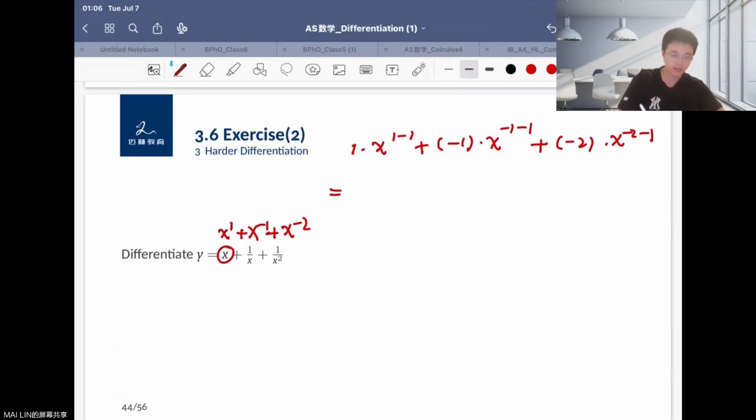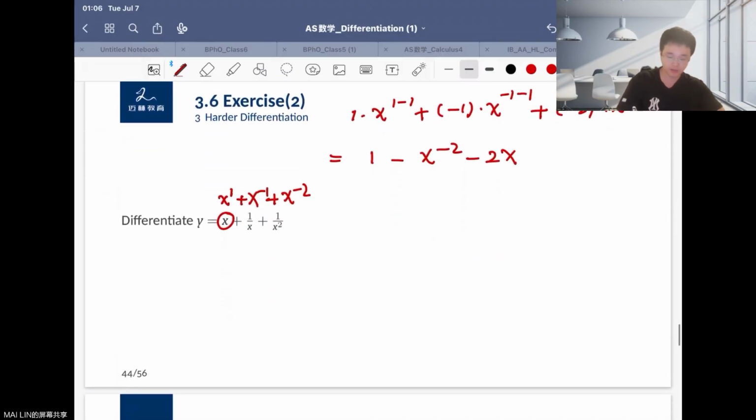So here the total equation can be considered as 1 minus x to the power of negative 2, and then minus 2 times x to the power of negative 3. Okay, that is the final answer for this problem.